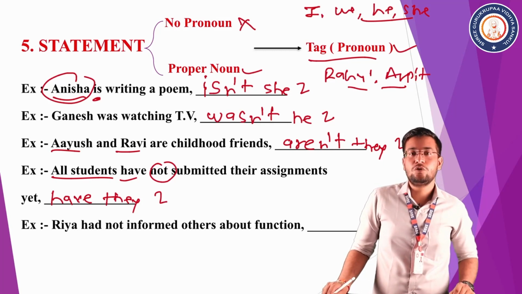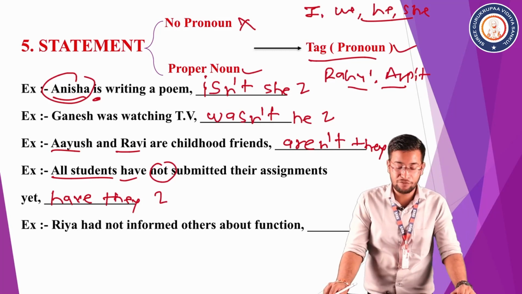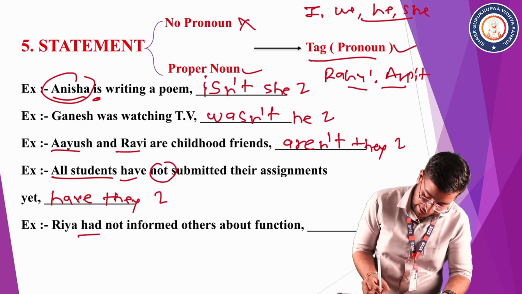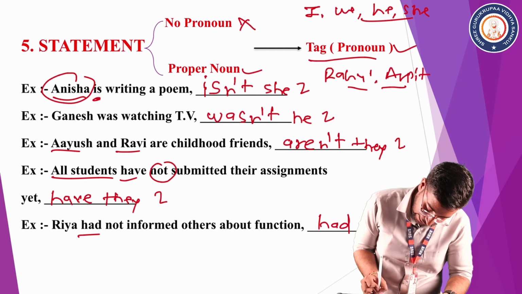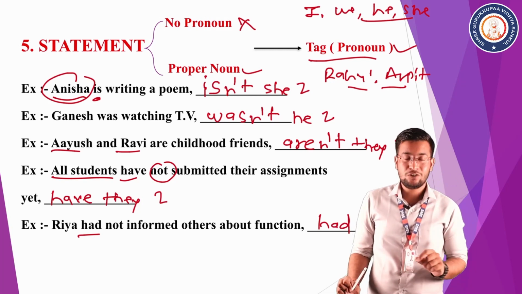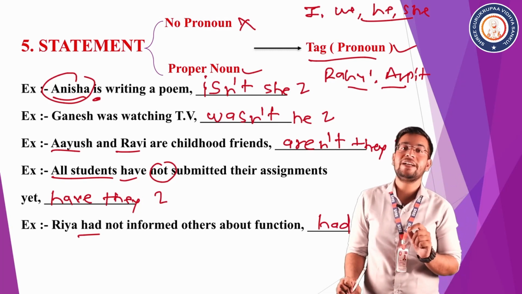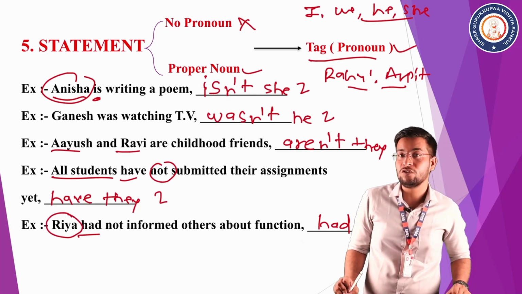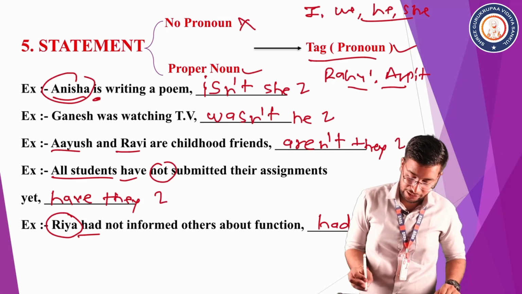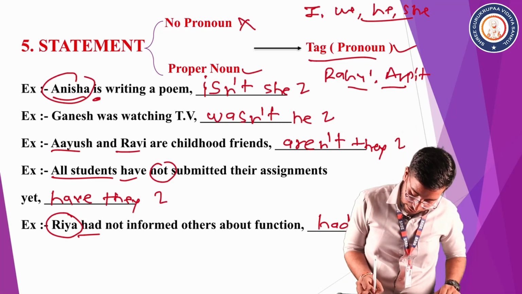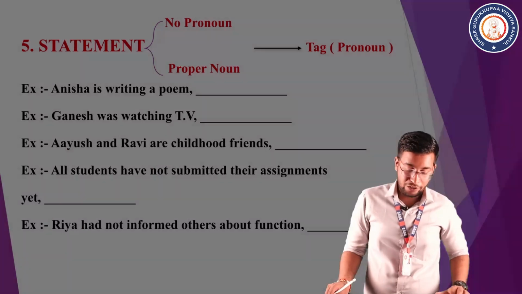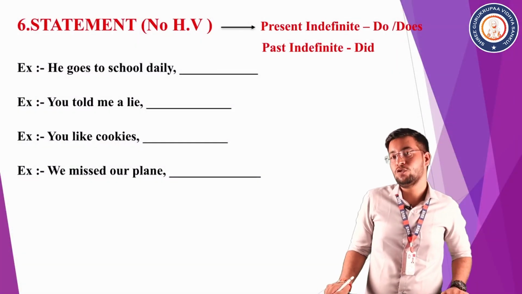Now let's move to another example. Ria had not informed others about the function. So what is the helping verb here? Yes, had is our helping verb here. And now because it is a negative sentence, had will remain had only, and in place of the subject we will use a pronoun. So Ria's pronoun will be she. So it will be had she. I think this concept is very much clear to you. Now if it is clear to you, let's move further.